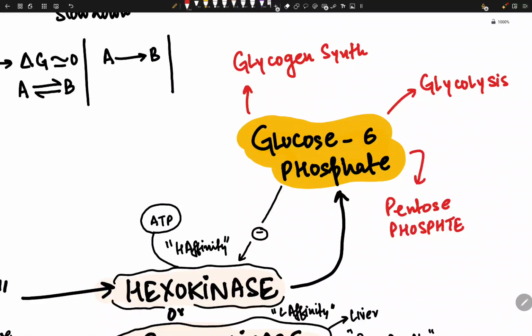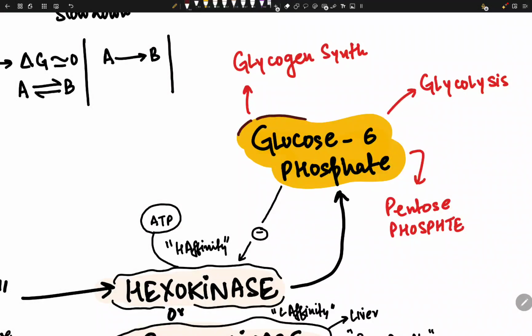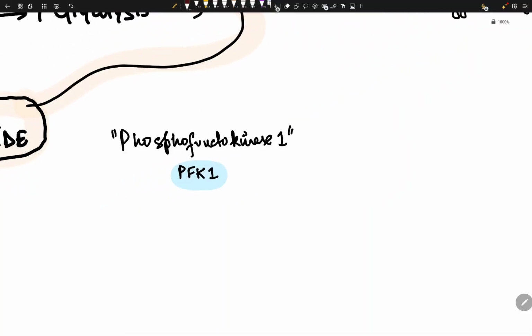That's the turning point here. That's the question. How will it know that I should go to this pathway, or I should go to that pathway? How will it commit to going to glycolysis or maybe synthesis of glycogen? How will it know? That's what our hero, Mr. Phosphofructokinase, does actually, right? The PFK1, this exact enzyme, actually changes the story.